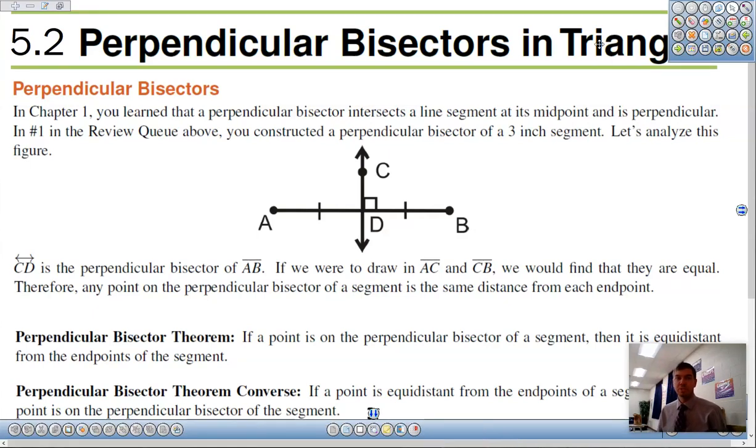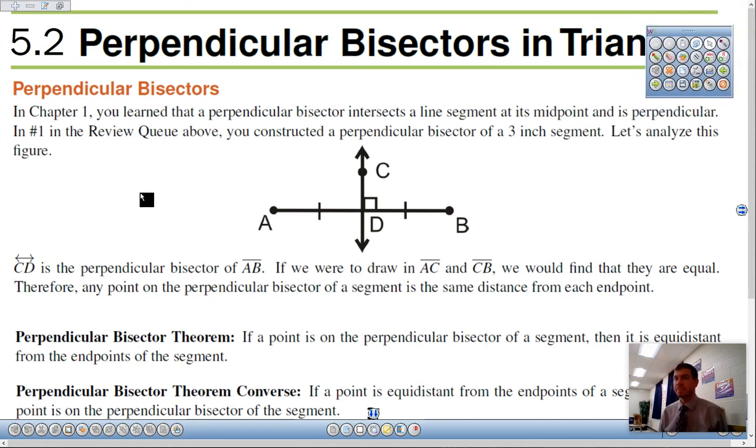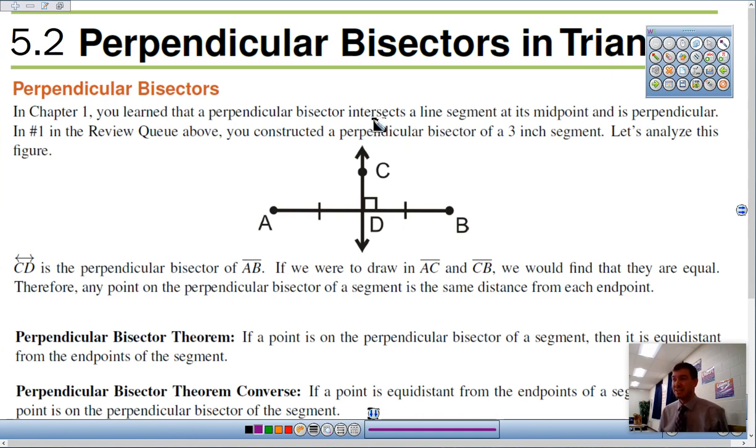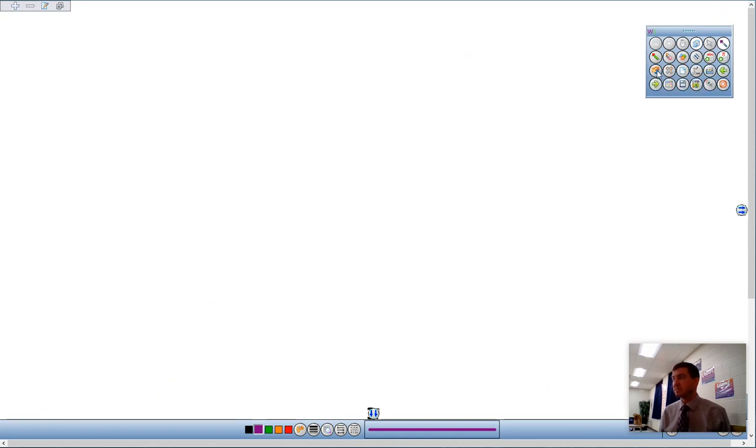In today's video, we're going to be discussing perpendicular bisectors within triangles. So in chapter 1, you learned that a perpendicular bisector intersects a line segment at its midpoint and is perpendicular. So these hash marks indicate that D is the middle, and then this indicates that the ray, line, or segment here is perpendicular to segment AB. So we get a perpendicular bisector.